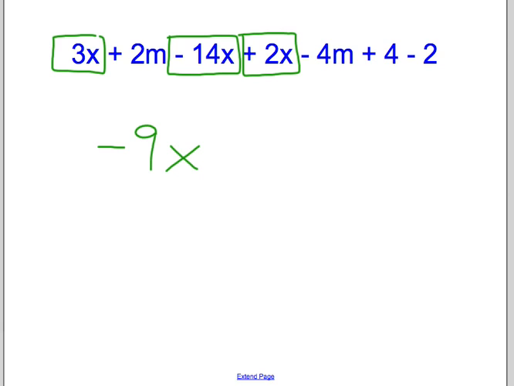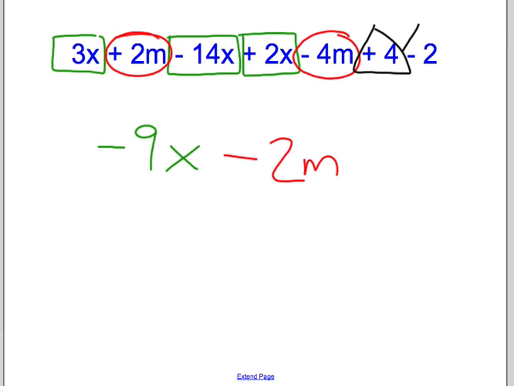Then I'm going to go to this term with an m in it. I have 2m. Do I have any other terms with an m in it? Negative 4m. So 2 minus 4 is negative 2m. And then I have my constants here on the end. A positive 4 and minus 2 is a 2.